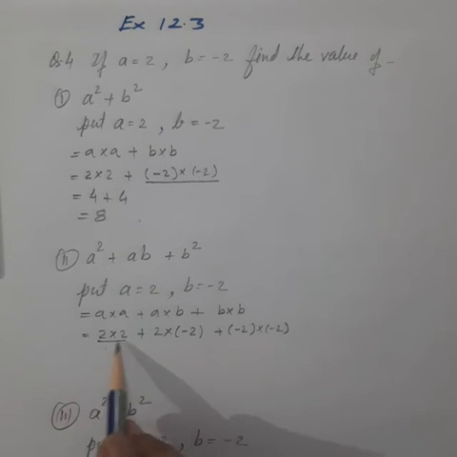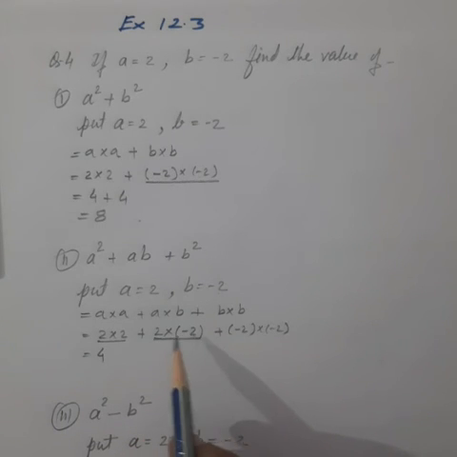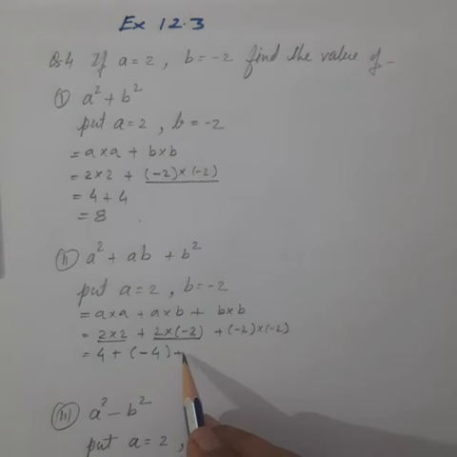Now products. 2 2s are 4. This is plus. Find out the answer of this. One number is negative, other is positive. Product will be negative. Or we can write this sign first and keep the product in bracket because it is negative. Minus 2 2s are 4. And here minus 2 into minus 2. Both numbers are negative. Product will be positive. 2 2s are 4. 4 plus 4 is 8. 8 minus 4 is 4.